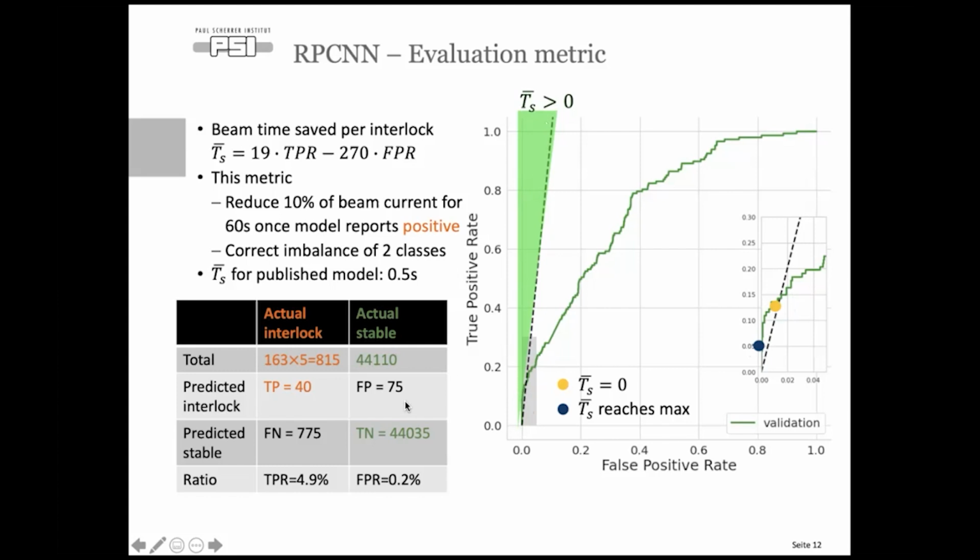This result is shown in this table. In the end, to suppress the false positive rate to only 0.2%, we have only a very low true positive rate of 4.9%. And this is the model which makes our beam time saved the most.